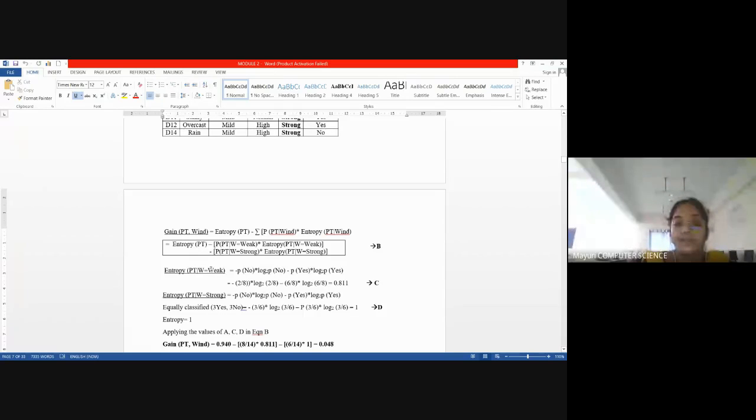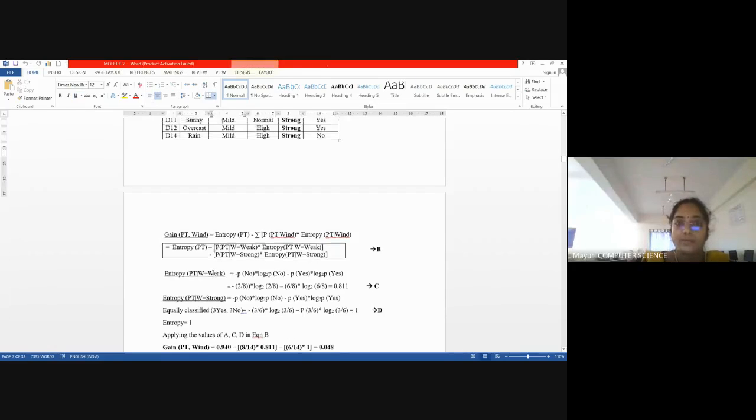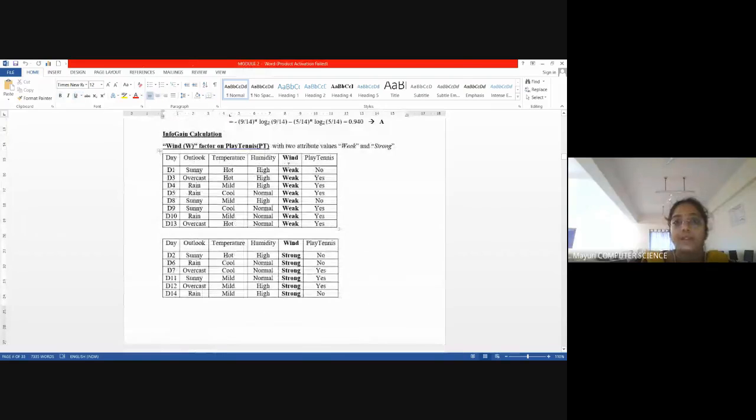I am doing it for weak. In that weak, totally I think 8 values are there. In 8 values, how many were negative, how many were positive? Just look at the table. Out of 8 values, 2 are negative, 2 no's are there, 6 yes are there. You can easily write it.